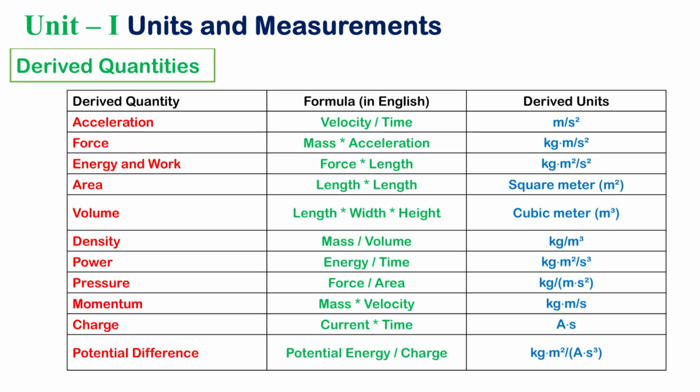These are all the derived units. Acceleration, rate of change of velocity, we measure in meter per second square. Force, mass into acceleration, kg meter per second square, we call it a Newton. Energy and work, force into length, area, meter square, volume, density, power, pressure, momentum. These are all derived quantities. They depend on the fundamental quantities for their measurements.